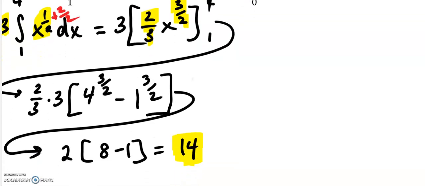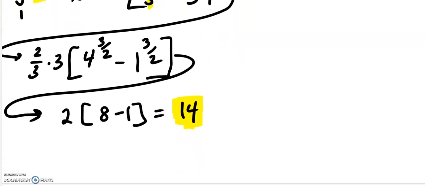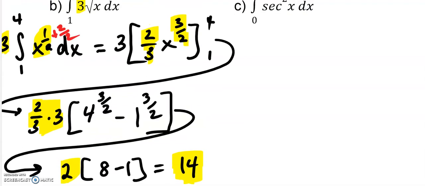And then I brought that 2/3 out front and multiplied by the constant of 3. So when I multiply those together, that's where that 2 comes from. And then I plug in my upper limit. Now that makes it simple because now you just have x to the 3/2. So you plug in your upper limit and your lower limit.